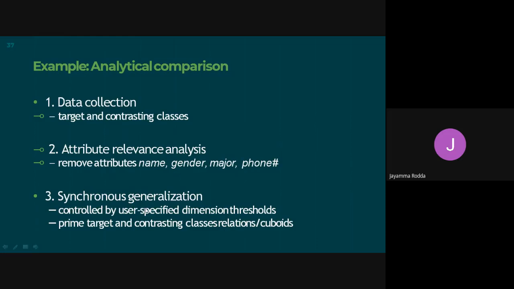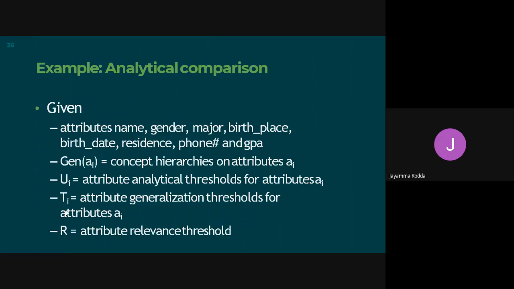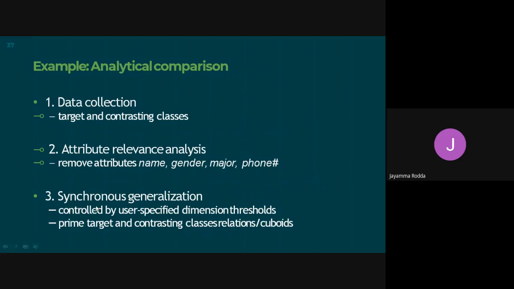Next, synchronous generalization. Synchronous generalization means based on the user specified threshold, attribute analytical threshold, attribute generalization threshold, attribute relevance threshold. So based on the user controlled or user specified dimensions or thresholds, the data is generalized. And here, what do we do? After removing the attributes that are irrelevant for us, we construct the prime target class, prime contrasting classes.